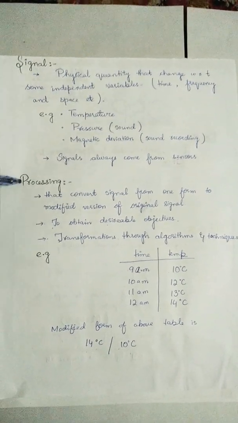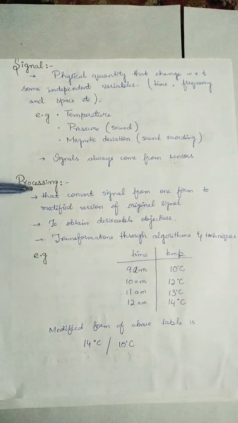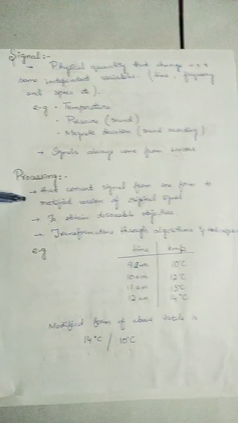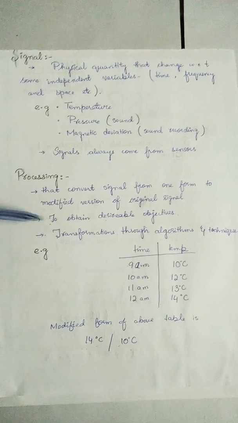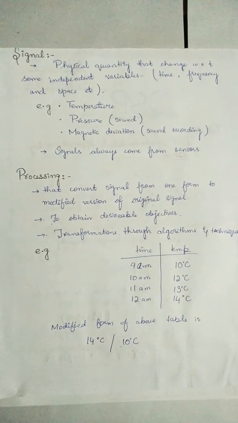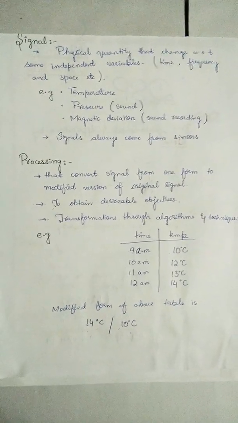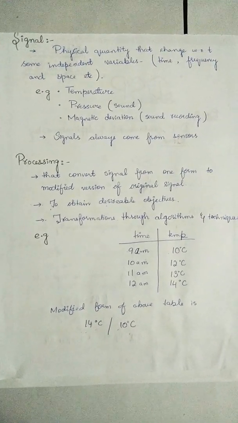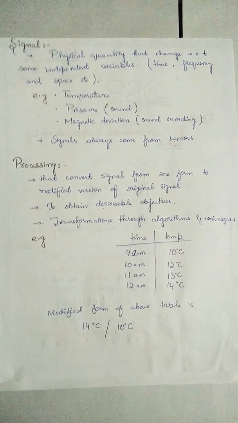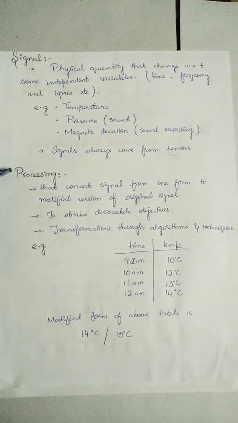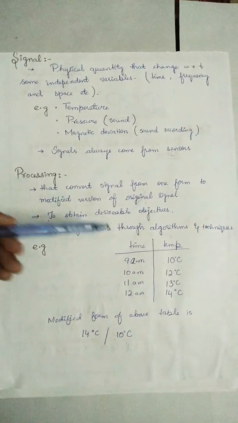So we do processing. Processing is defined as converting a signal from one form to a modified version of the original signal. Why do we need processing? To obtain a desirable objective. Let's take an example. We have a digital system and the input is an analog signal. So first we convert the analog signal into digital, then give it to the system. Processing is basically transformation through algorithms and techniques.